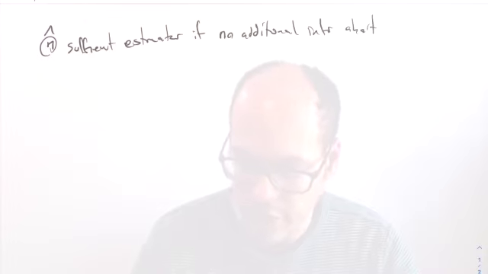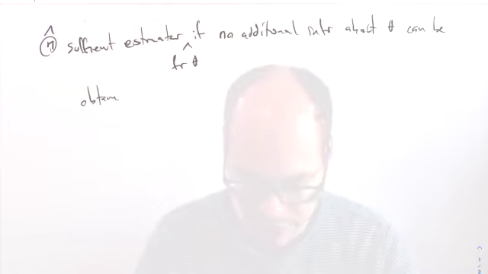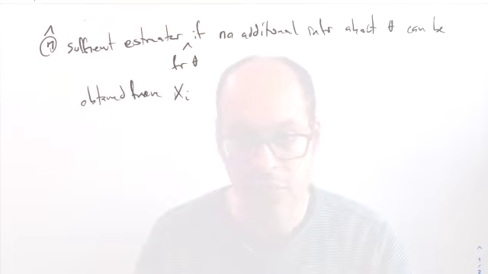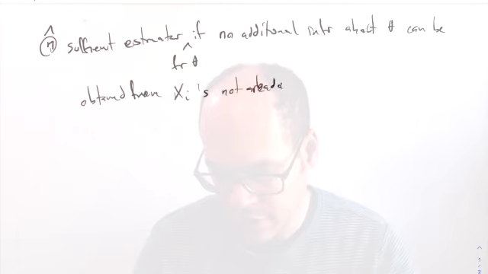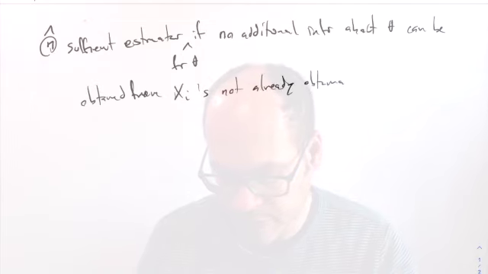theta hat, just colloquially we'll say, is a sufficient estimator if no additional information about the desired parameter theta, so it's an estimator for some theta, if no information about theta can be obtained from the sample xi's not already obtainable from theta hat.